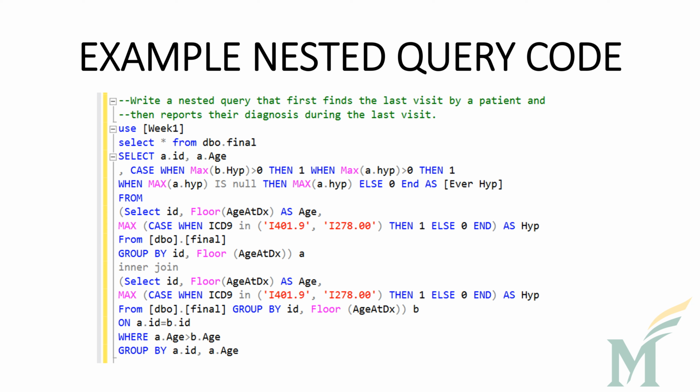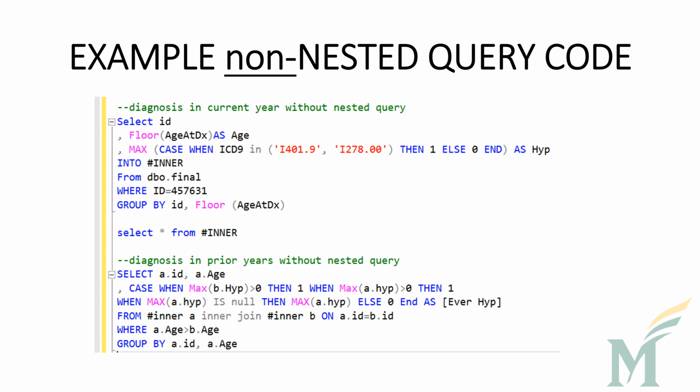Suppose we wanted to find a patient's last visit and their diagnosis during that visit. We can write this code in one step to get our answer. If we did not know how to write nested queries, we would have solved our question in 2 steps.